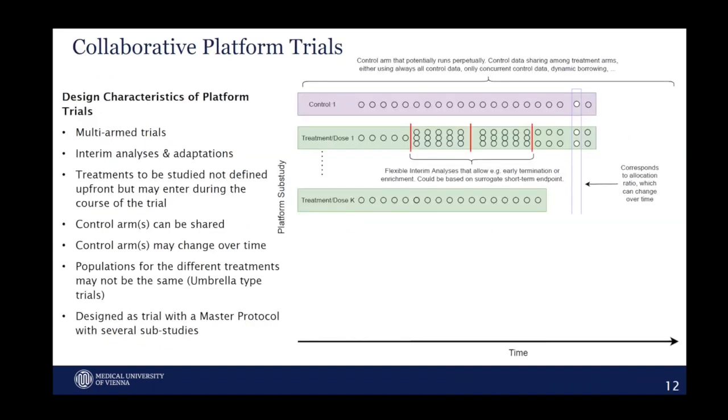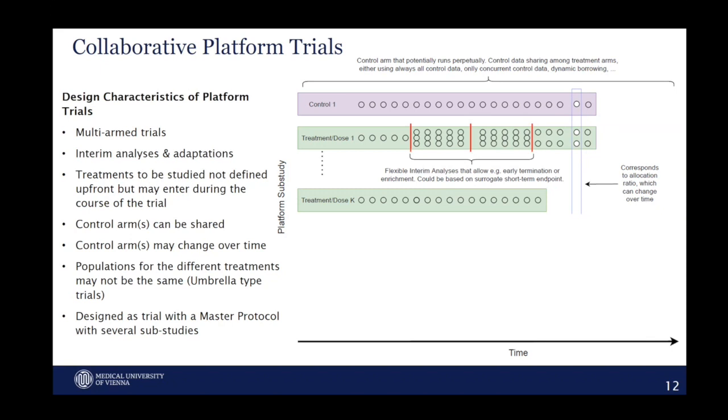Good. So why are platform trials so different? Here you can see how platform trials look in a nutshell. So they might start as a multi-armed clinical trial where you start with a control group and several arms relating to different treatments. And you might be interested to perform interim analyses to stop early for efficacy, to stop early for futility. So you might close arms early on, but you might also be interested in changing the allocation ratio so that more people are randomized to the more promising arms.